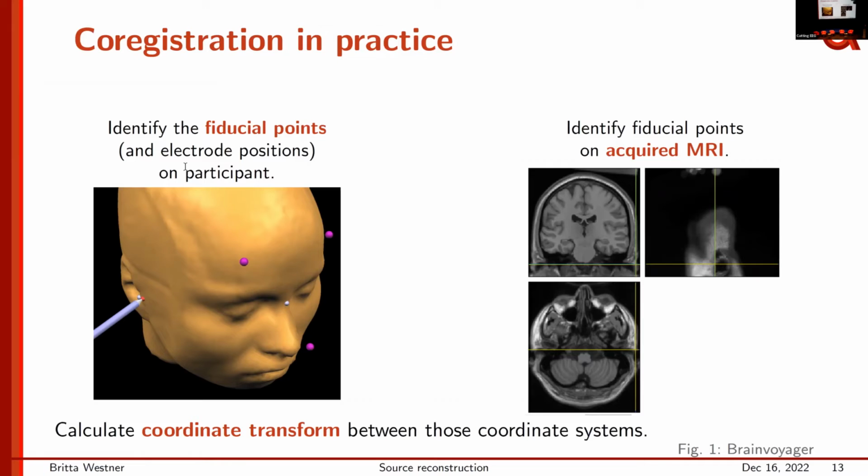With the advances of technology for EEG in particular, you might do something a little different. Instead of manually clicking on your participant, you would identify those points later after doing a 3D model with a camera of your participant, which has the nice effect that you also get a 3D model of all your sensors, which you then can co-register as well.